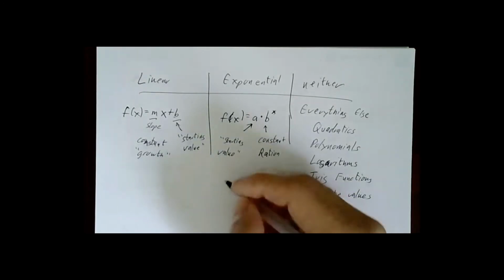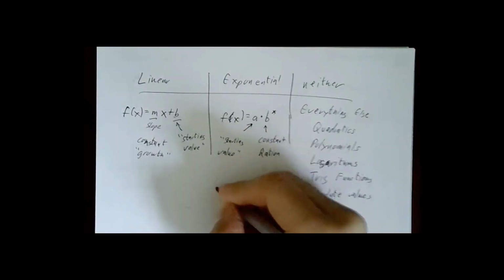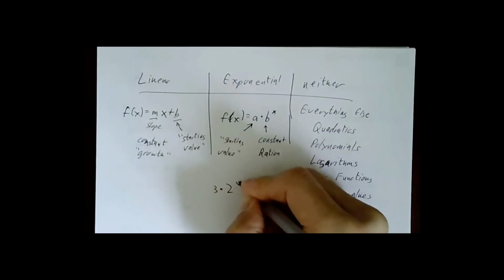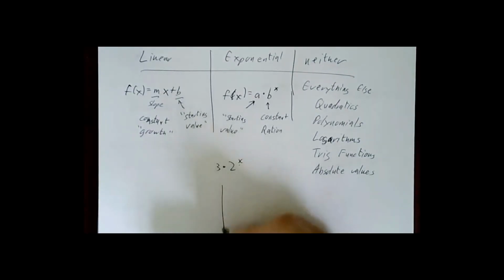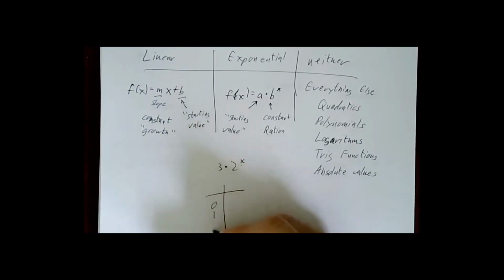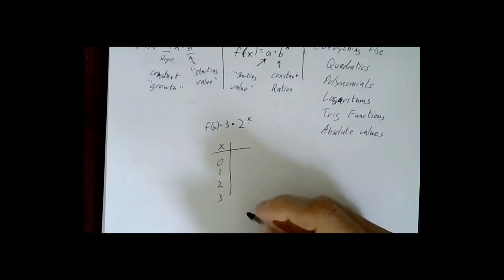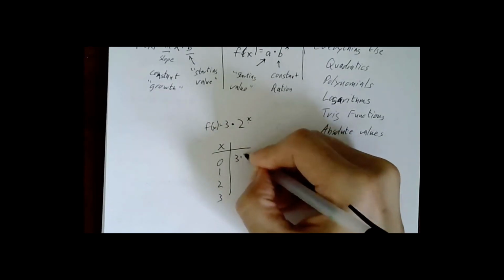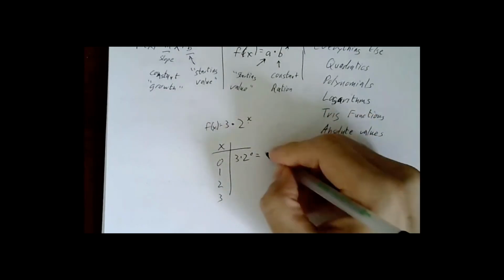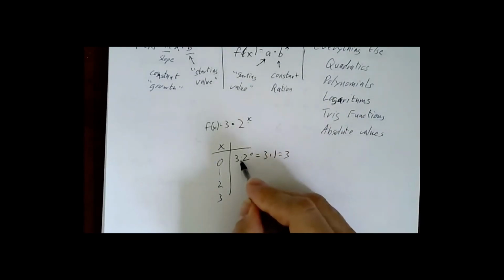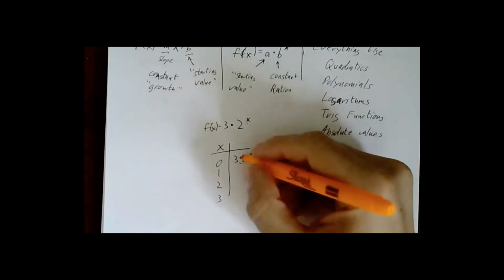So as an example, I might have something that looks like this: 3 times 2 to the x power. And we can make a table of values real quick, and we'll start at 0, 1, 2, 3. If x is our input, and f of x is equal to 3 times 2 to the x power, this would be 3 times 2 to the 0 power, which equals 3 times 1, which equals 3. If you don't remember that anything raised to the 0 power is equal to 1, then check out my video where I define the 0 power.